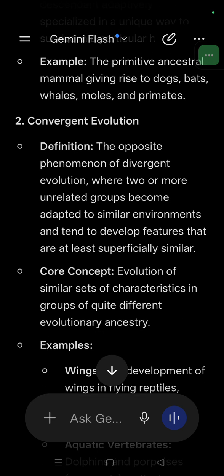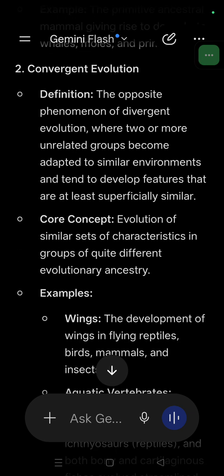Convergent evolution is the opposite phenomenon of divergent evolution, where two or more unrelated groups become adapted to similar environments and tend to develop features that are at least superficially similar. It is the evolution of similar characters in groups of different evolutionary ancestry.